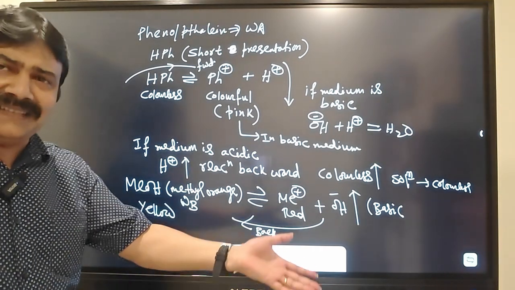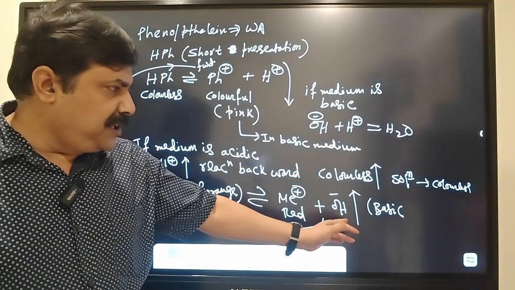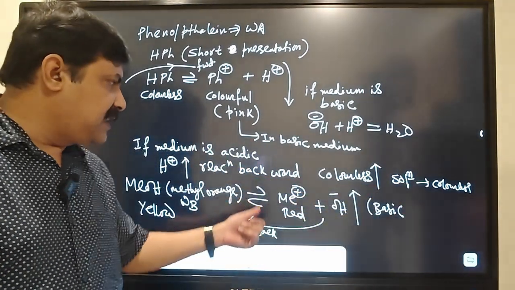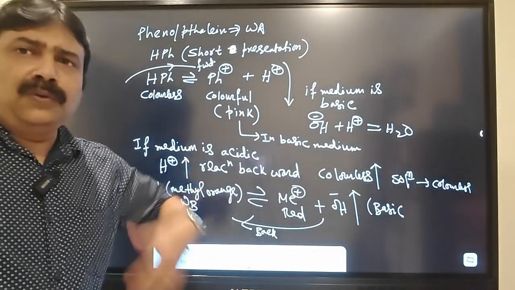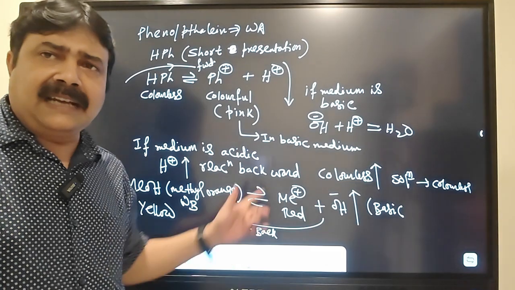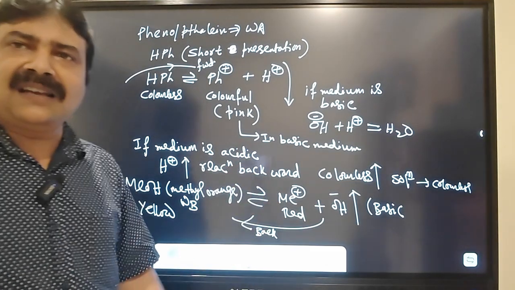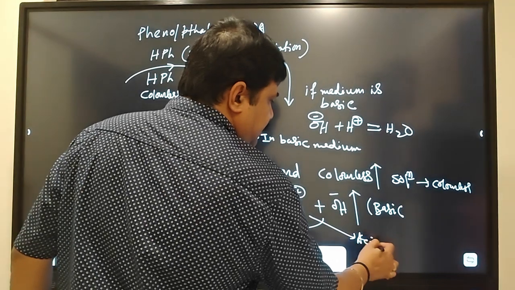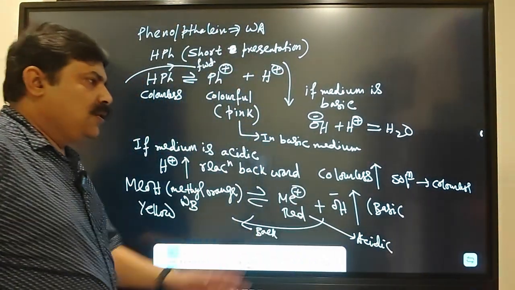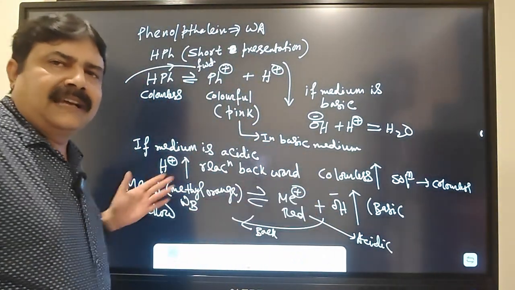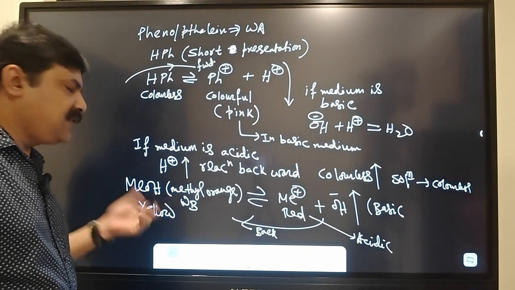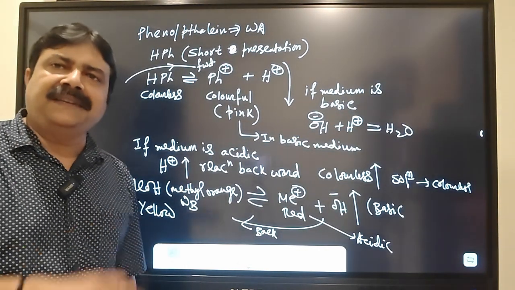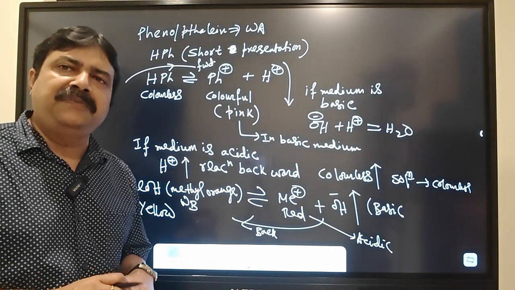If the medium is acidic, OH concentration will decrease. So then the reaction will go in the forward direction. Methyl orange will be only the Me plus form. That's why in acidic medium it will show the red color. So red color, where will it show? In acidic medium. Whereas in basic medium, OH concentration will be more, the reaction goes backward. So that's why it will show the yellow color. Anyhow, whatever the medium, acidic or basic, methyl orange can be utilized.